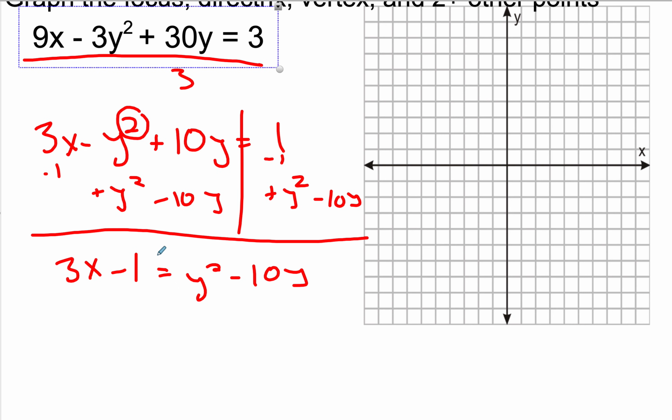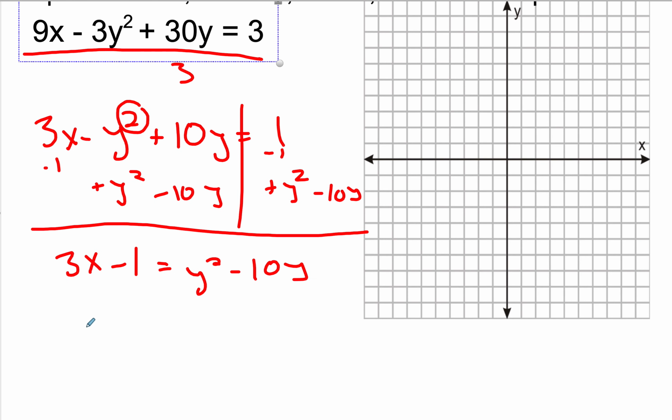All right, let's complete the square. So to complete the square, we divide 10 by 2, that's 5. Square 5, you get 25. So we get 3x plus 24.